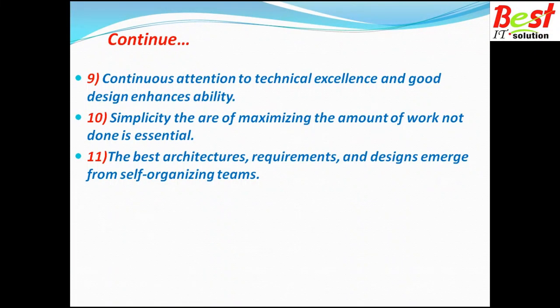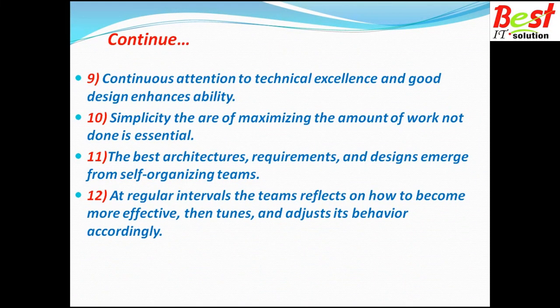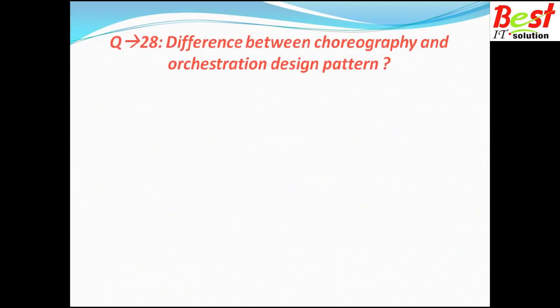Point 11 is the best architectures, requirements and designs emerge from self-organizing teams. At regular intervals, the team reflects on how to become more effective, then tunes and adjusts its behavior accordingly. So these are the 12 principles of the Agile manifesto.